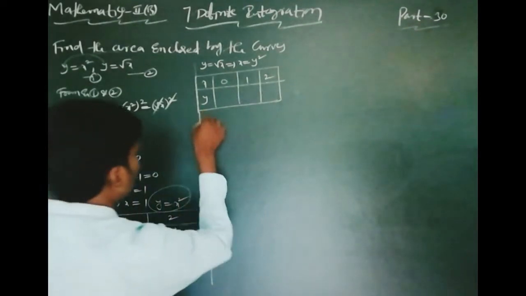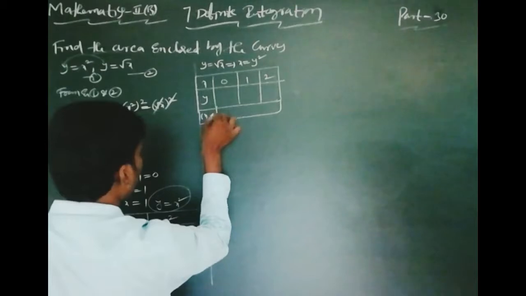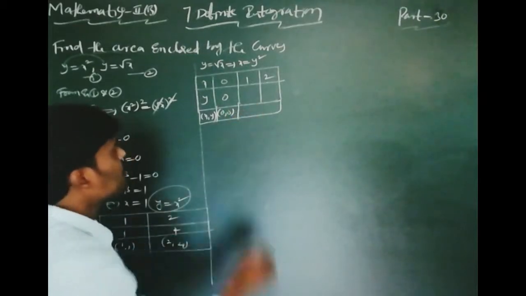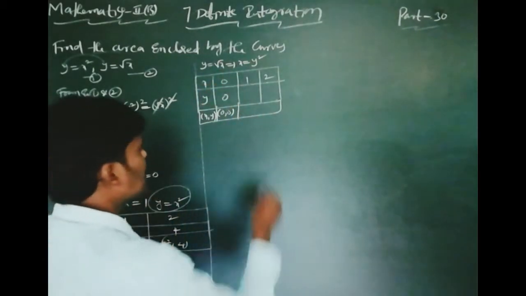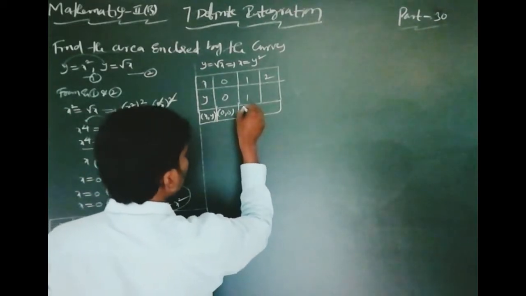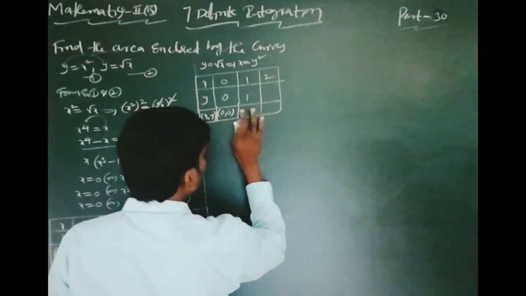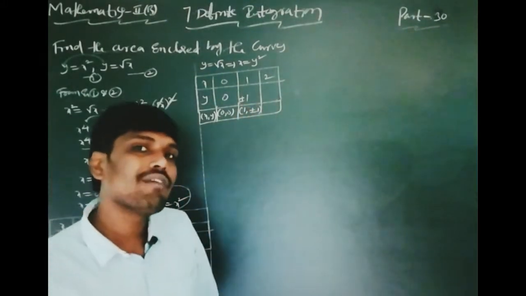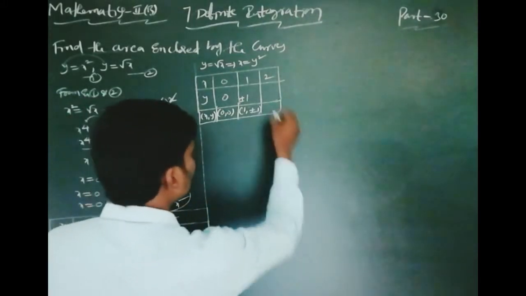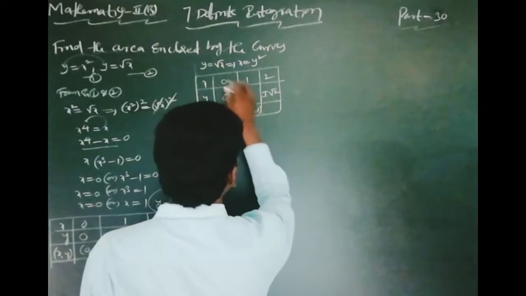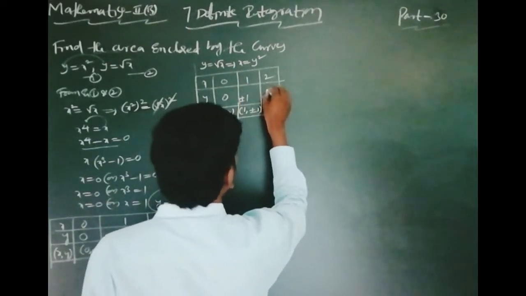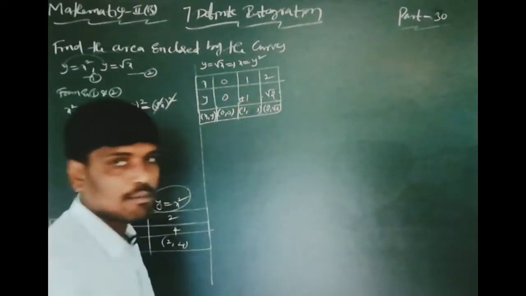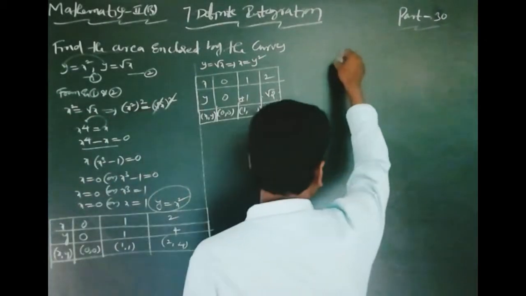If x value is 0, what is the y value? y value is square root of 0, nothing but 0. If x value is 1, y value is square root of 1, which is 1, plus or minus 1. After that, x value 2. y value is plus or minus square root of 2, nothing but square root of 2, so 2 comma square root of 2. You can write 1 comma 1 or 1 comma plus or minus 1, any one. After that, you can draw the graph.